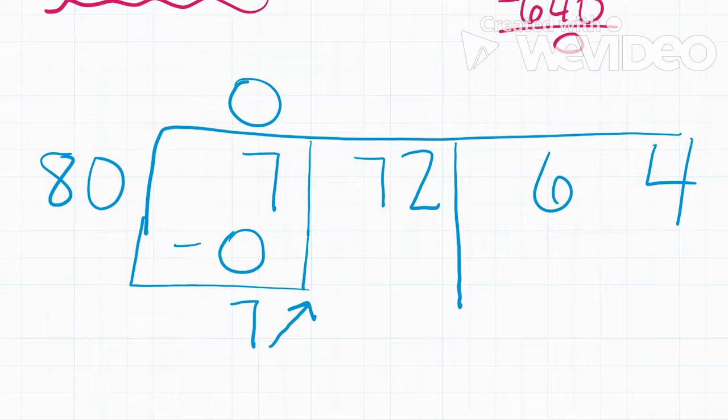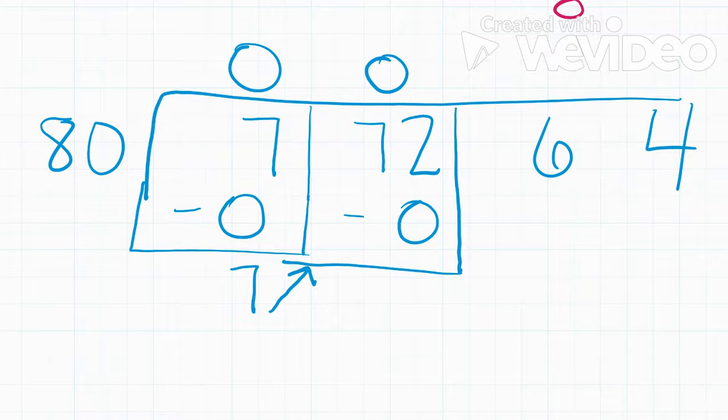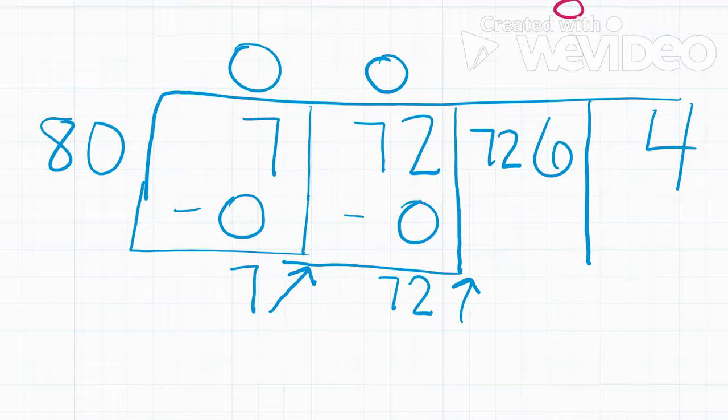Can 80 go into 72? No. Again, it's too small. Okay, so 80 can't go into 72, so I'm going to put a 0 there. Again, minus 0. I'm going to box this off. 72 minus 0 is 72. I'm going to draw an arrow. That 72 is going to go in front of the 6. Write that off. So now my number is larger.